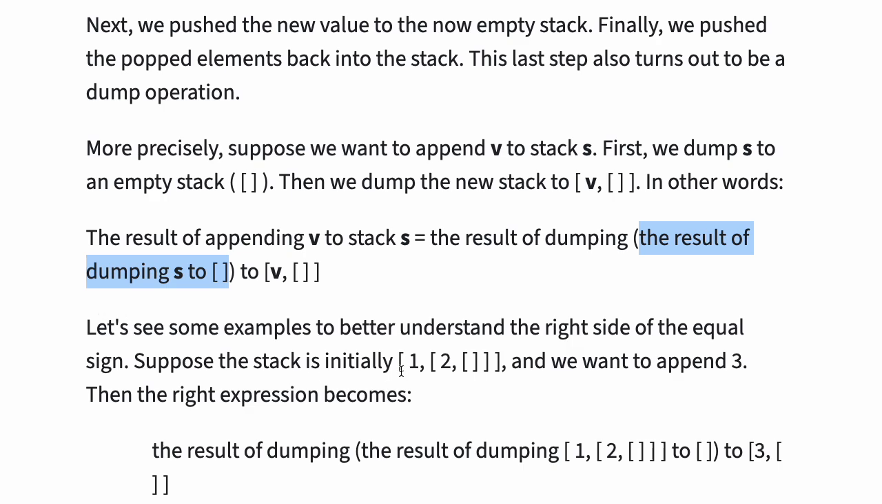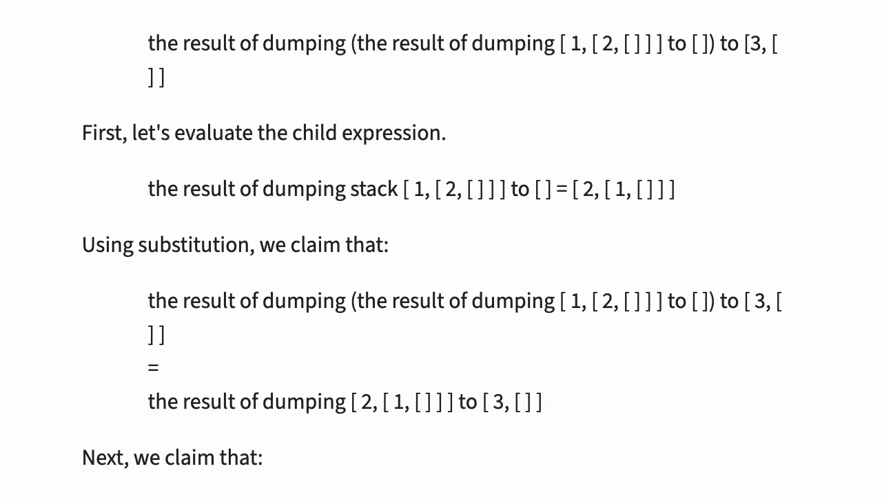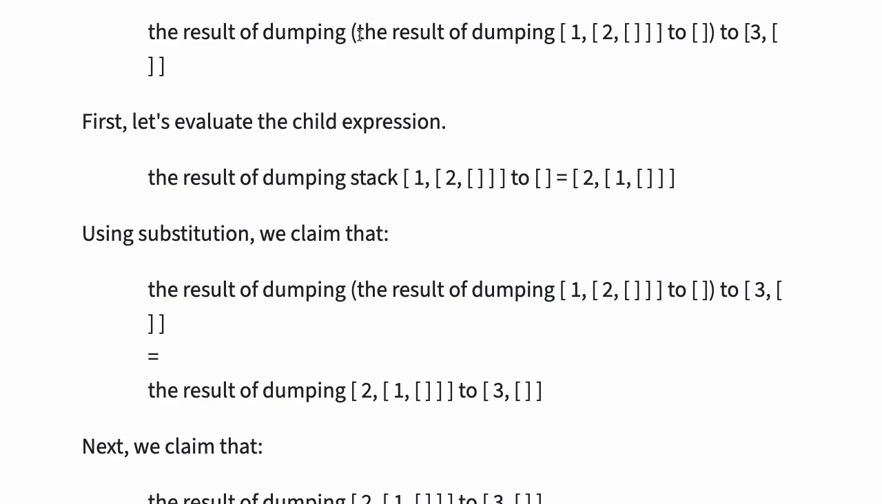Let's see some examples to better understand the right side of the equal sign. Suppose the stack is initially 1, 2, and we want to append 3. Then the right expression becomes the result of dumping X to stack 3, where X is the result of dumping stack 1, 2 to an empty stack. First, let's evaluate the child expression. The result of dumping stack 1, 2 to an empty stack is equal to the stack 2, 1.